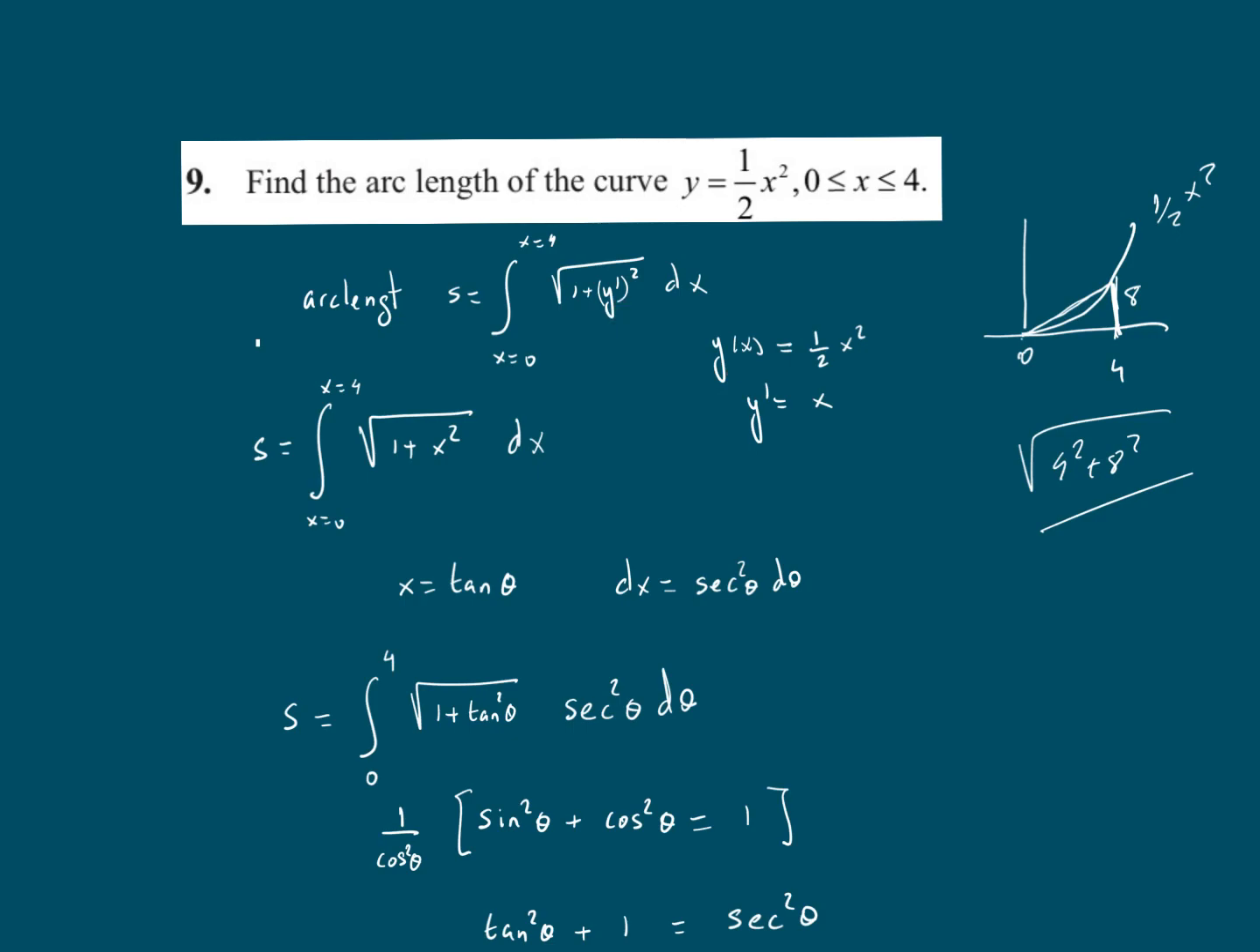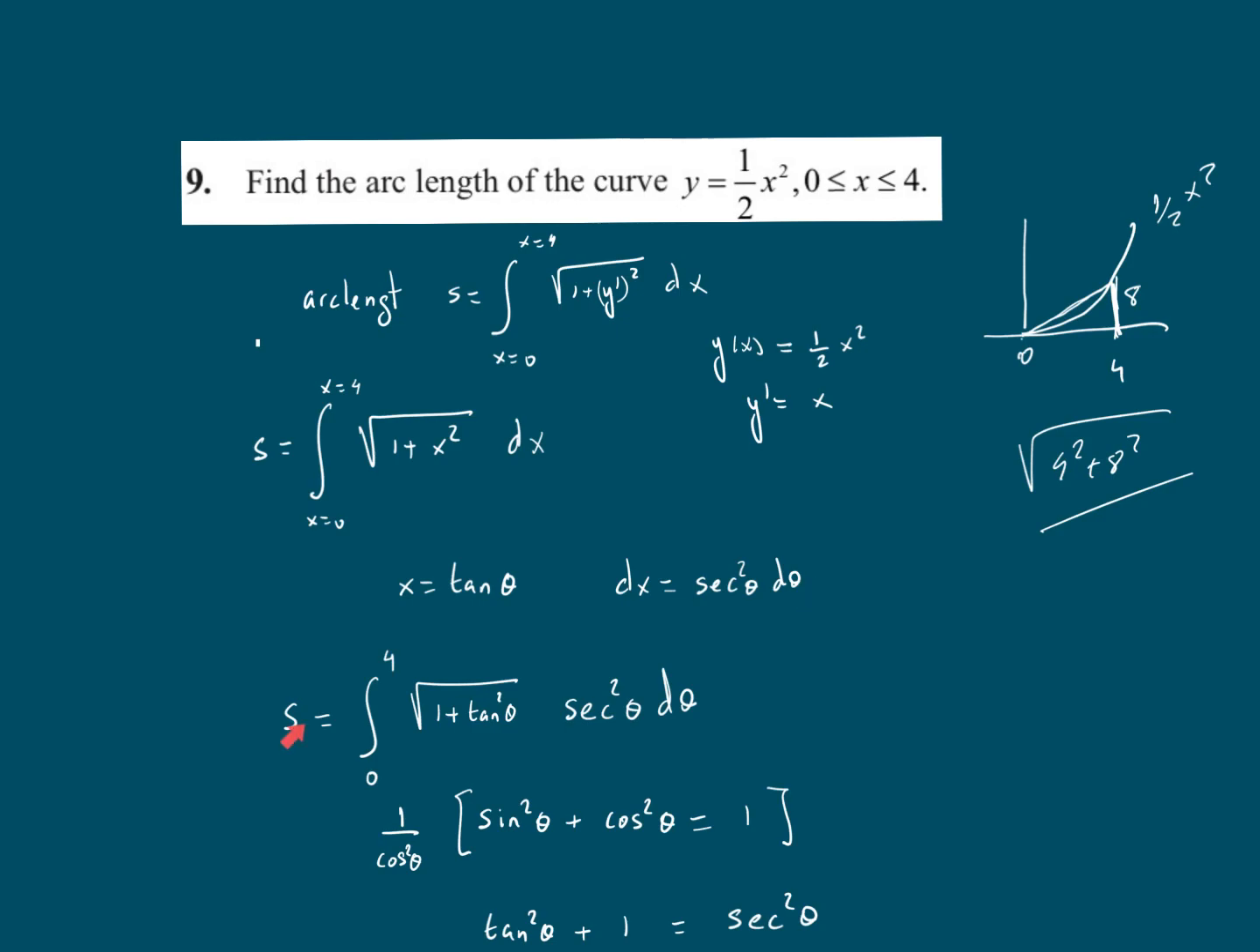y of x is 1/2 x squared, so y prime is x, and this is the kind of integral that we are dealing with. We are solving it by using the substitution, the change of variable x equals tangent of theta, so dx is secant squared of theta d theta.